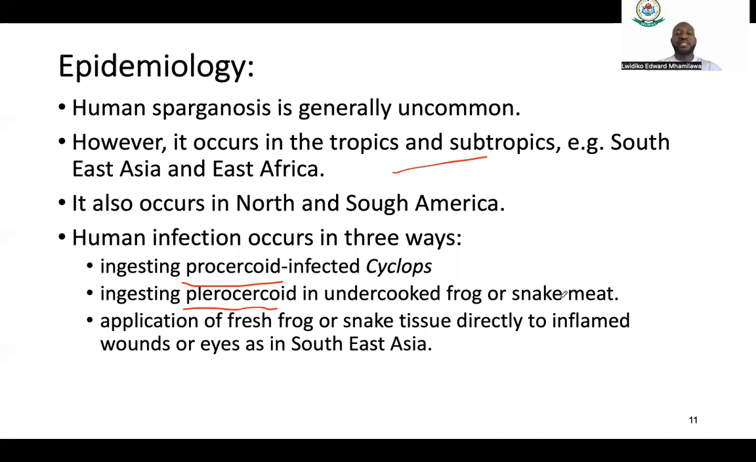So this practice is risking exposure to the plerocercoid stage, which is in the snake. So remember this: if you eat or get exposed to frog or snake meat, you get the plerocercoid stage. Or if you take the cyclops, you get the procercoid stage.